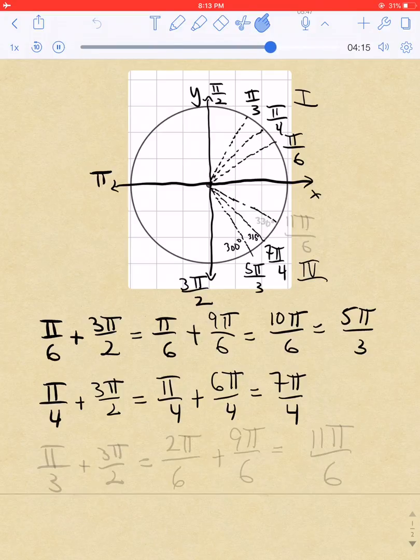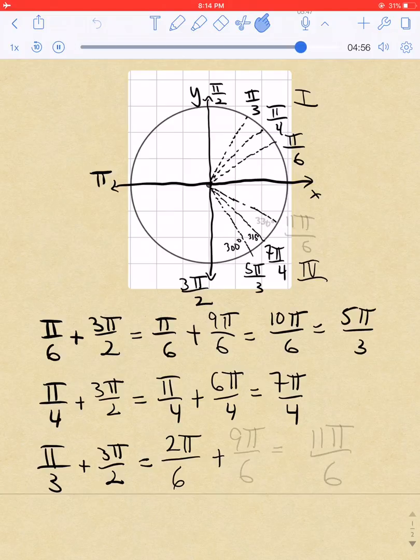The last one starts with pi over 3 in the first quadrant, and we're going to add 270 degrees in radians. We know that as 3 pi over 2. So the problem here is that the denominators 3 and 2 have to both be converted into sixths, the least common multiple, least common denominator. So pi over 3, the first one, converted into sixths: we multiply both top and bottom by 2, and we get 2 pi over 6.